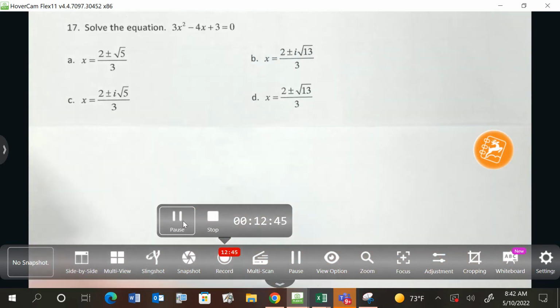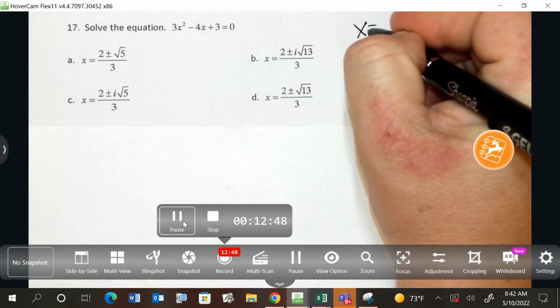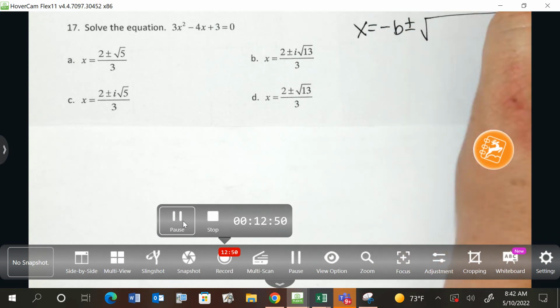I will provide you with a quadratic formula. Can everybody write it down, please? I will provide you with this on the board.